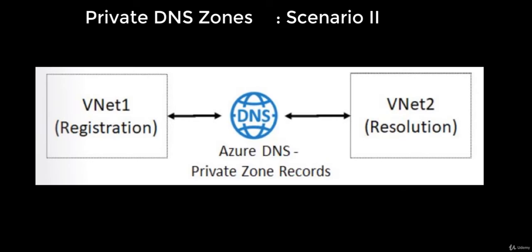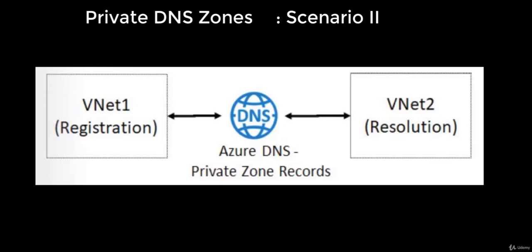The second scenario is where you would need name resolution across multiple virtual networks. And this is probably the most common usage for DNS private zones. The picture that you see here is a simple version of this scenario where there are only two virtual networks, VNet 1 and VNet 2.